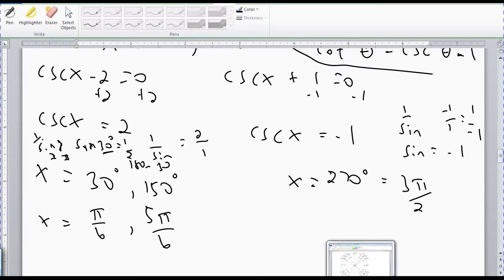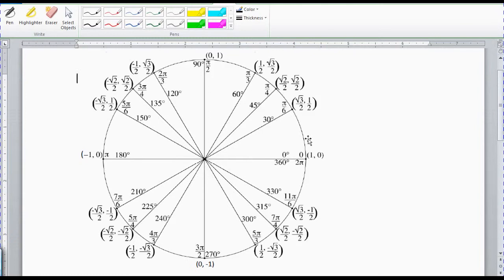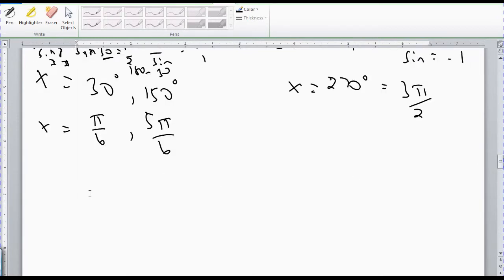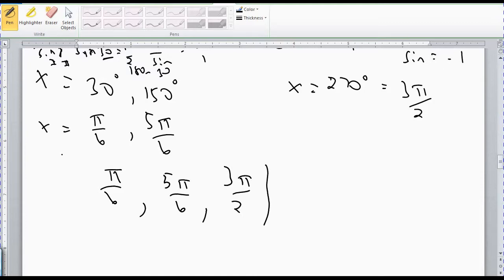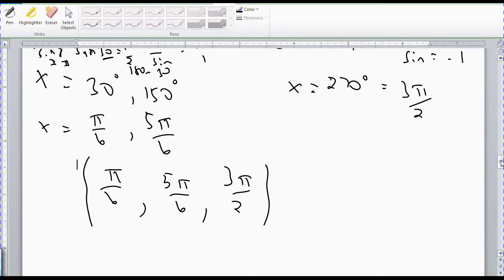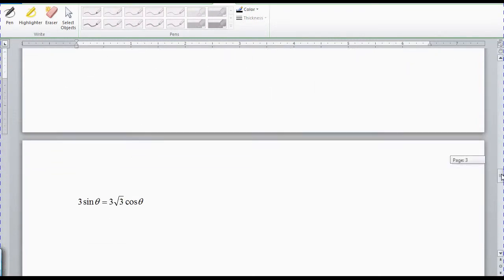So if you have the unit circle, this becomes a whole lot easier. Where does sine equal negative 1? Then the only place is 3 pi halves. And so I have all my values, all my solutions: pi over 6, 5 pi over 6, 3 pi halves. If you are fortunate or allowed to use the unit circle, it does make your life a whole lot easier. I'm just showing you in case you don't get to, without using a calculator or anything else.